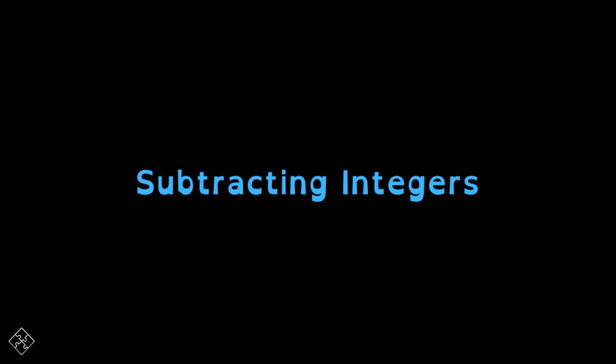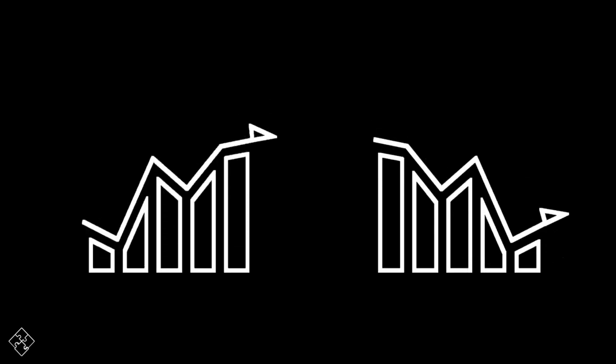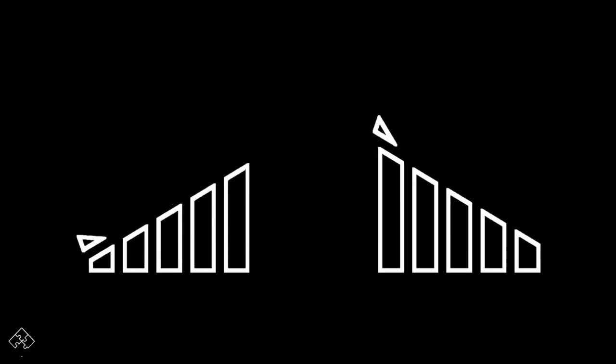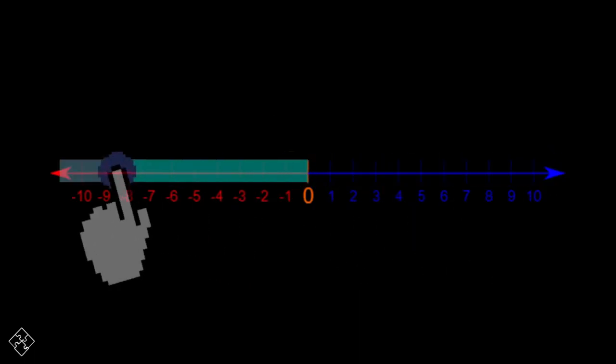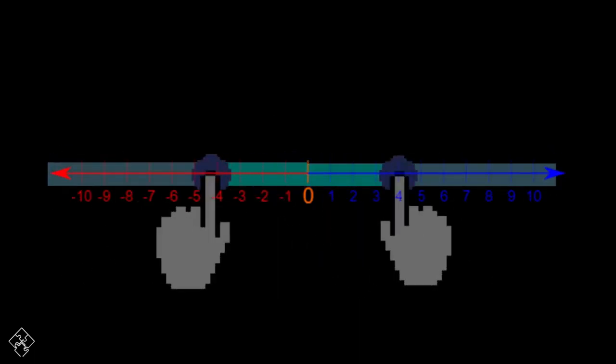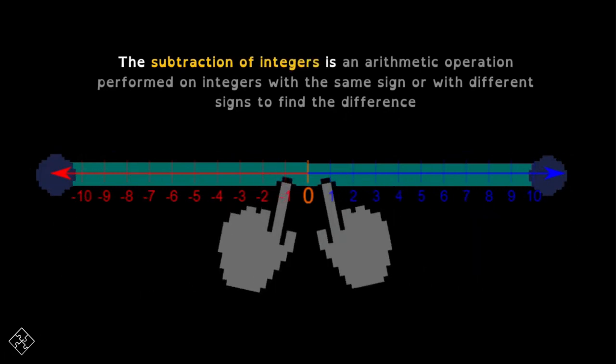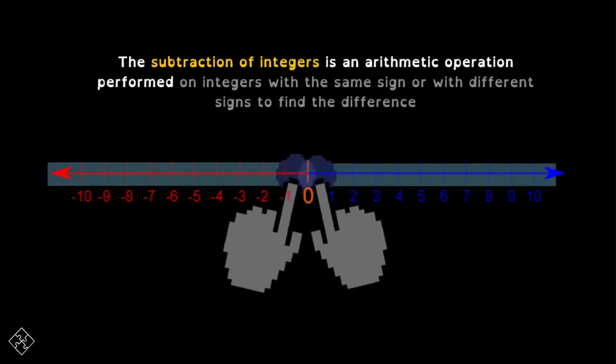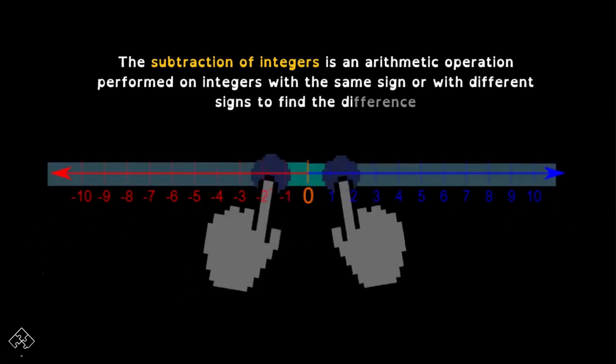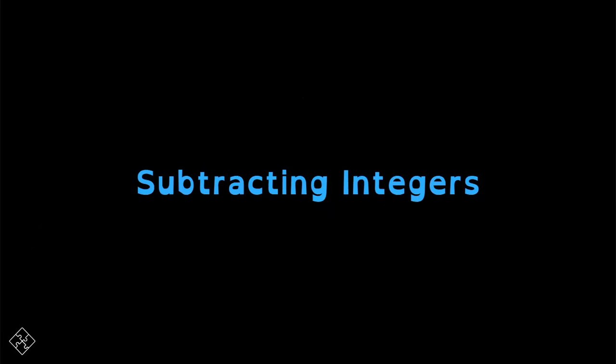Subtracting integers is the process of finding the difference between two integers. It may result in an increase or a decrease in value, depending on whether the integers are positive or negative or a mix. The subtraction of integers is an arithmetic operation performed on integers with the same sign or with different signs to find the difference. Let us learn more about subtracting integers in this video.